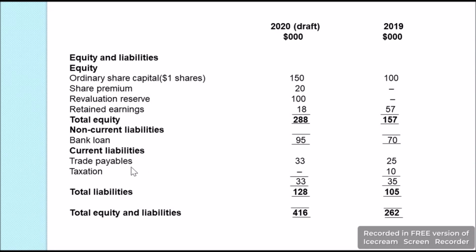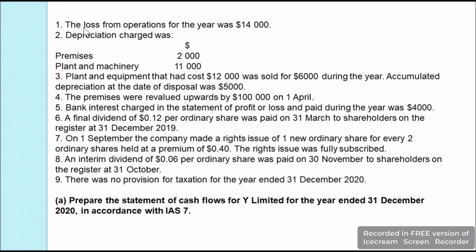Current liabilities, in which we have trade payables, and the value was $33,000 and $25,000. Taxation is $10,000. The total of current liabilities was $33,000 and $35,000. The total of liabilities, that is current as well as non-current together, was $128,000 and $105,000. Then the total of equity and liabilities together was $416,000 and $262,000 in 2019.